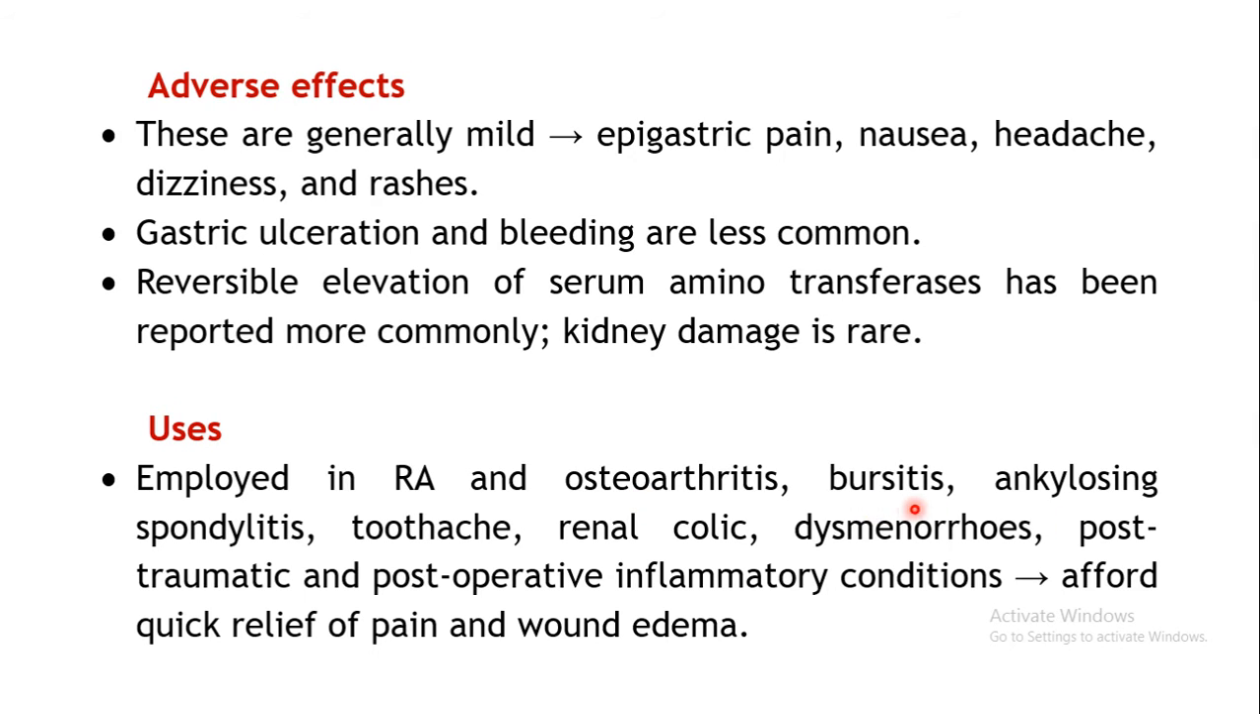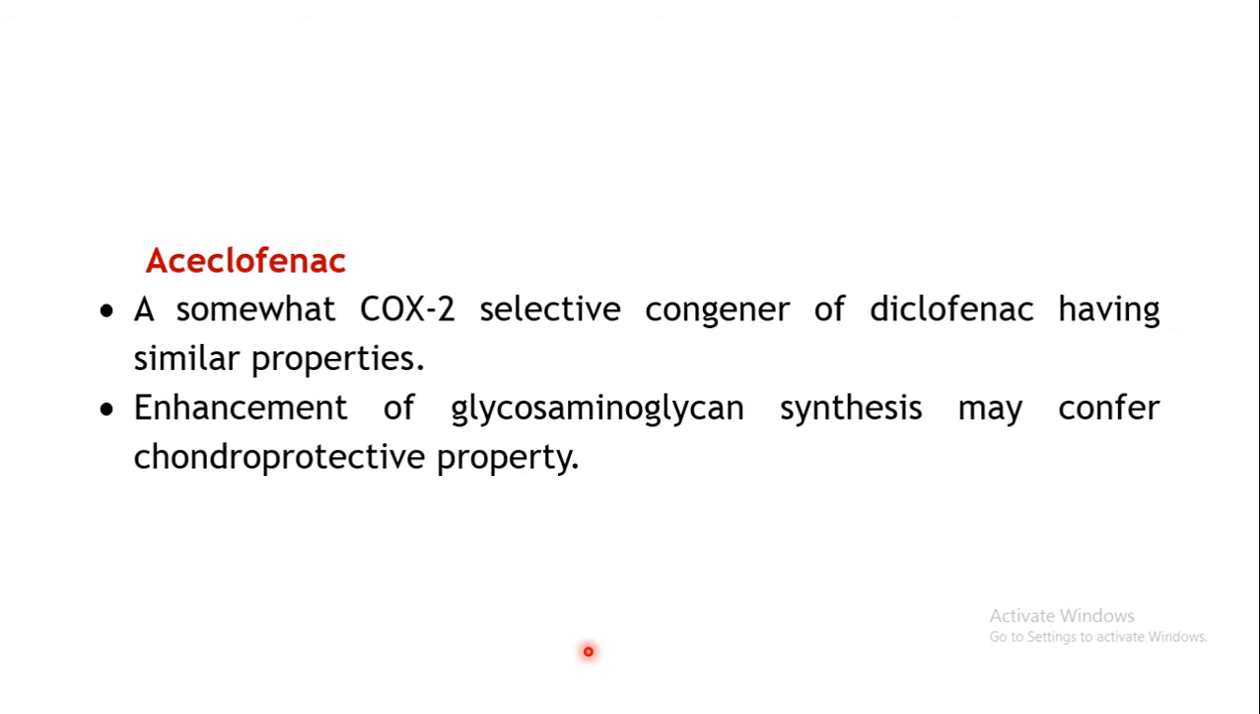Apart from that, bursitis. Again, this is an inflammation in the smaller joints which are used quite frequently. Ankylosing spondylitis, again an inflammatory condition. Or toothache, since it also has an analgesic property. So it can be used in toothache or renal colic. Even dysmenorrhea can be effectively controlled. Post-traumatic or post-operative inflammatory conditions can also be effectively controlled. So it will relieve the pain and also help in controlling the wound edema, because of its anti-inflammatory property.